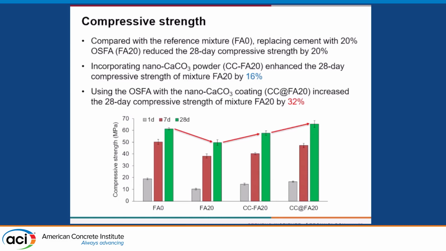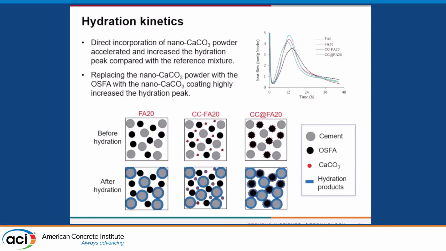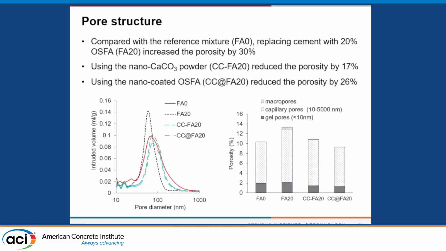Here it shows the 28-day compressive strength. As expected, when you use the porous solid waste, the OSFA significantly reduces the compressive strength. But when you use nano-calcium carbonate, the strength catches up. Compared with directly adding nano-calcium carbonate powders, the in situ produced nano-calcium carbonate gives better strength improvement. This is because the injection method creates more uniform and finer particles, which better promote hydration and refine the microstructure, as the mercury intrusion porosimetry testing results show. The injection method shows the lowest porosity.